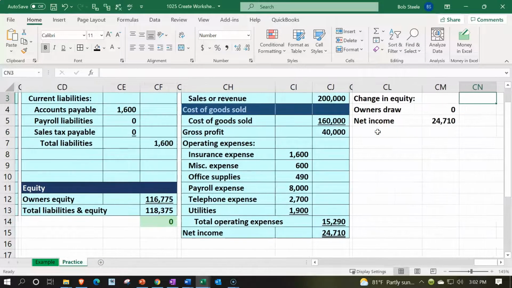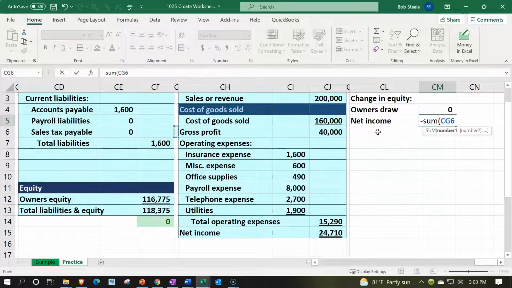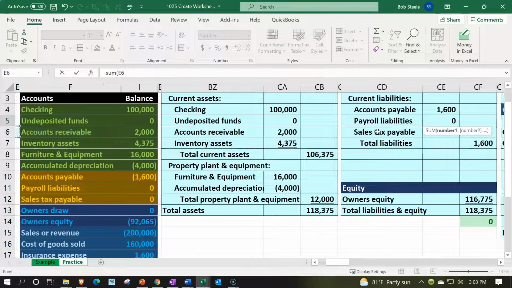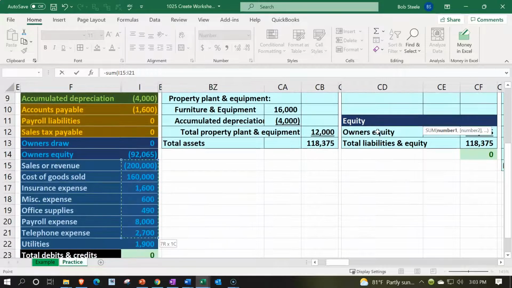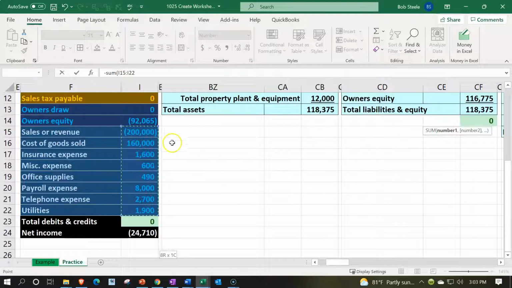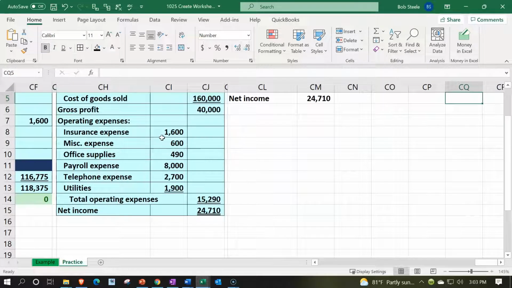That's one way I can do it. Or I could say negative sum of these accounts, all of the income statement accounts starting at sales on down. I could pick that up, and so I can do it that way. And the reason I can do that is because we set this up so that the credits are negative and the debits are positive, making this a nice simple formula for us to calculate this out. So there we have it again.